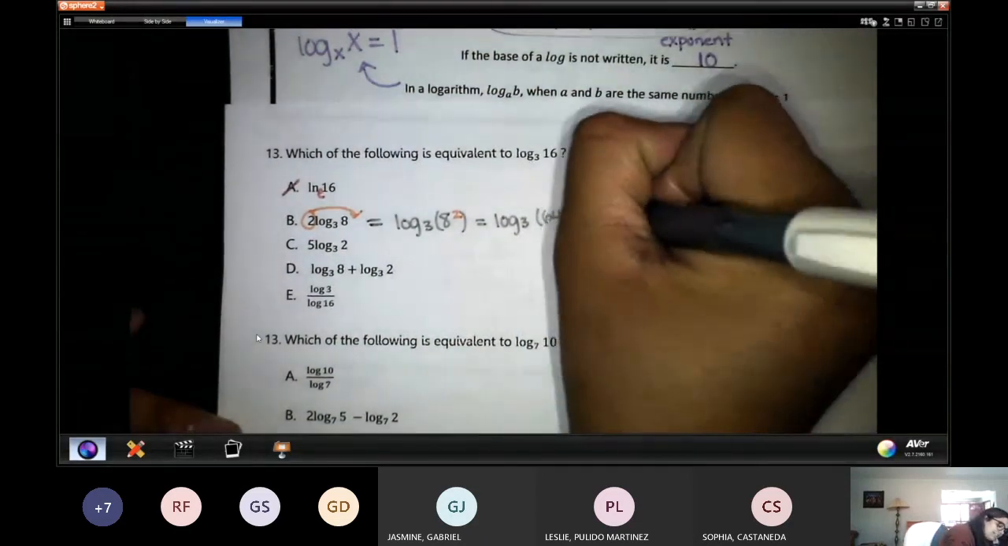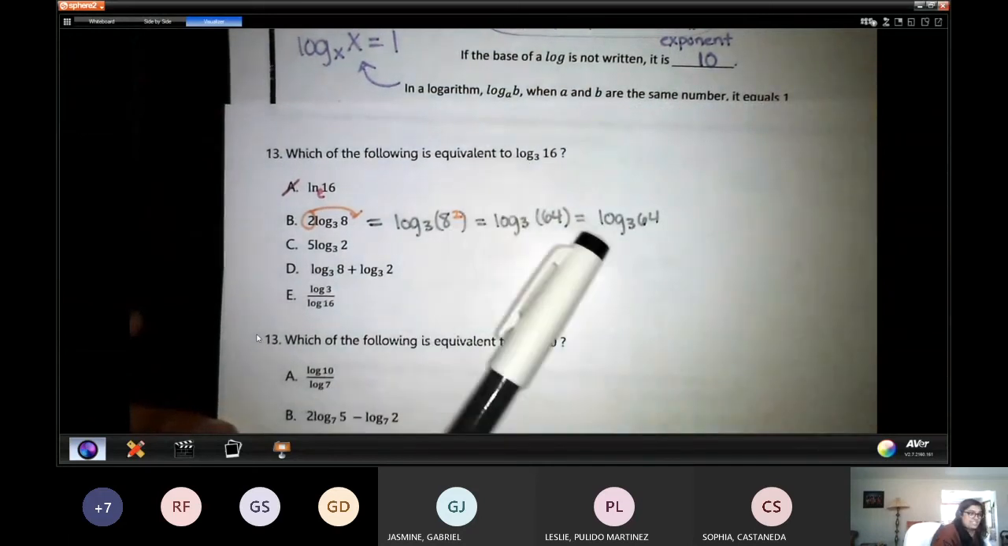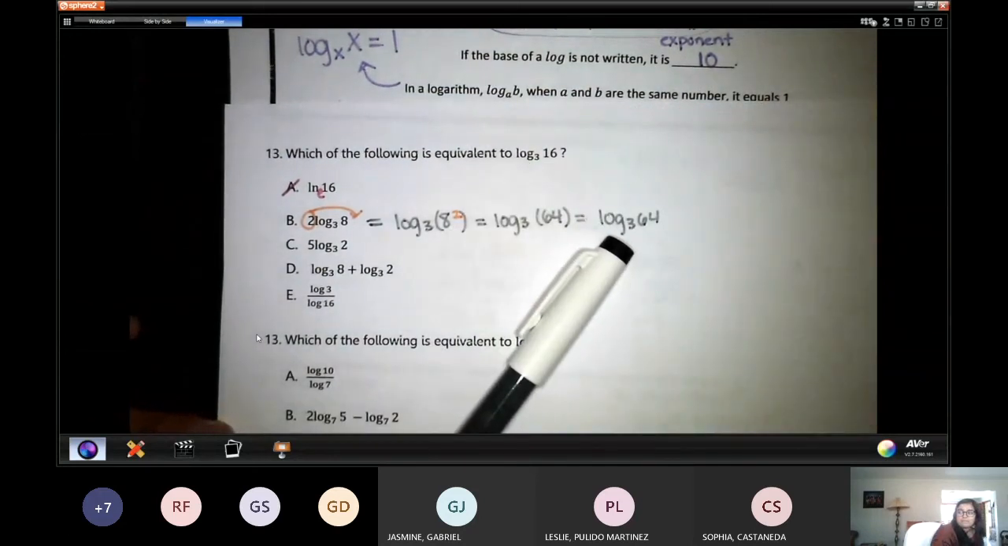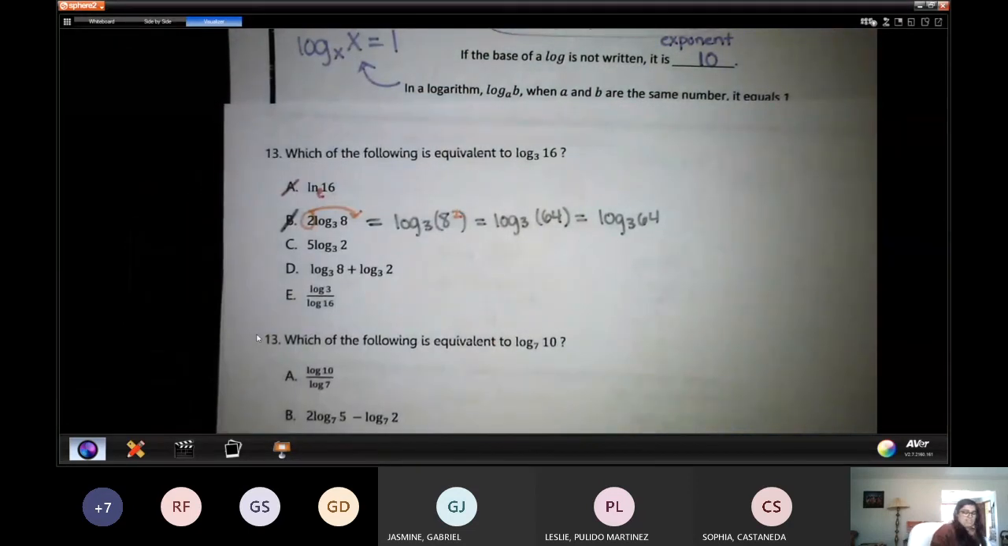And so when we look at this log base 3 of 64, these have the same base, but other than that, they have completely different numbers. So this couldn't be an answer either, okay? So what we're trying to do here is put it in a form where we can compare them. That's our goal. So go ahead and try that for the next couple. I want to see what y'all get as your answer.